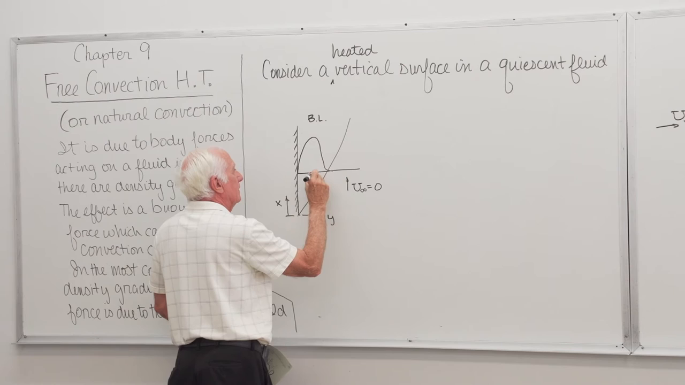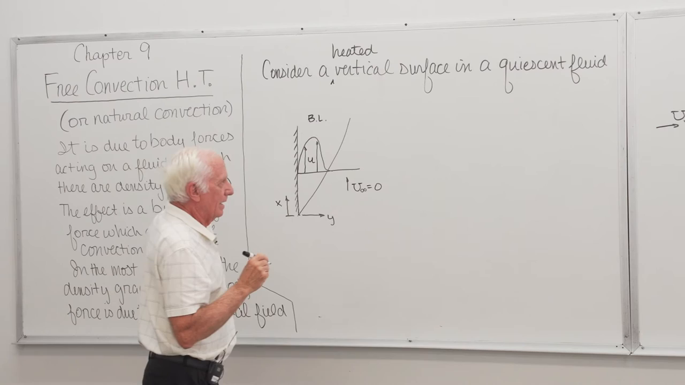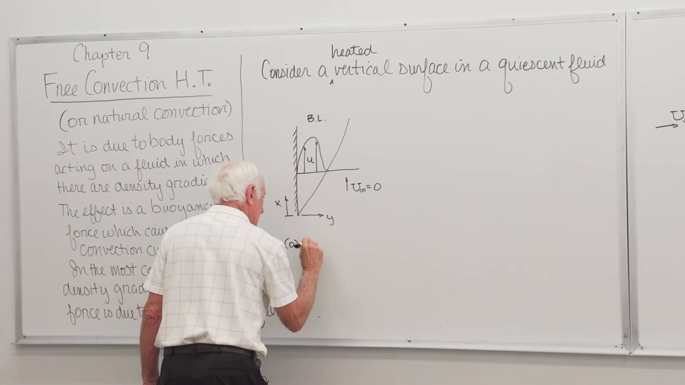So now here is the velocity, little u, looks like that. Okay, this is the velocity boundary layer.